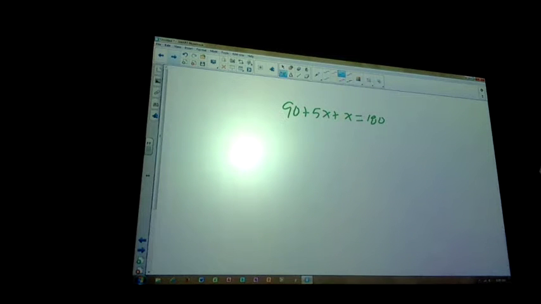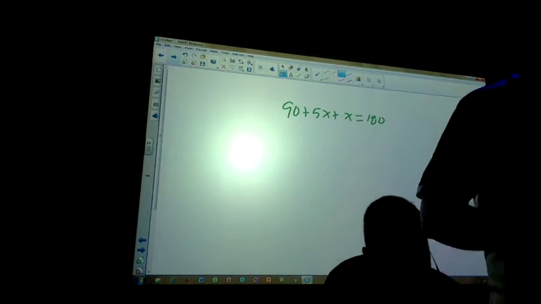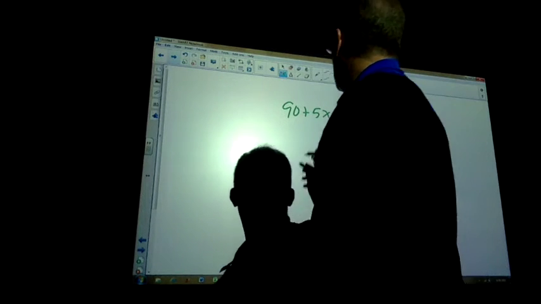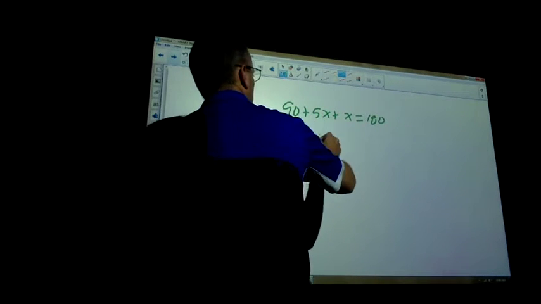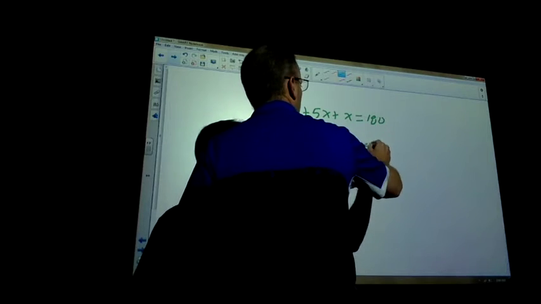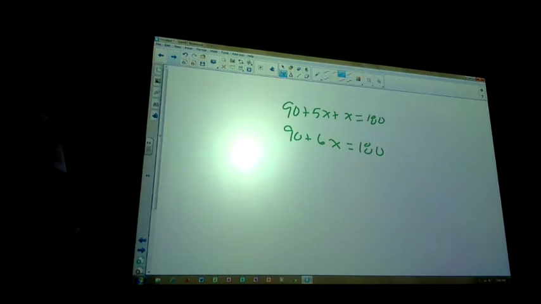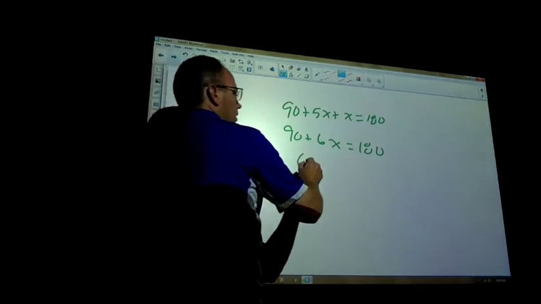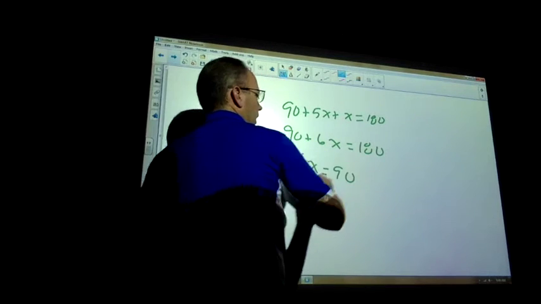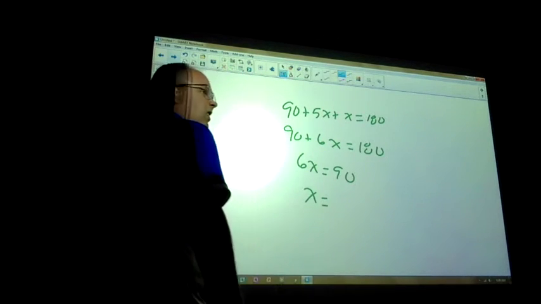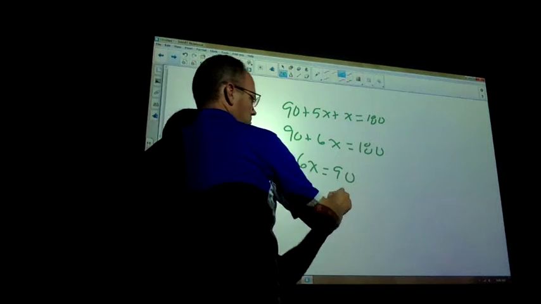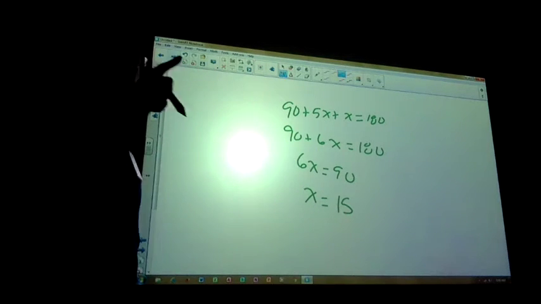Yeah, is that what we wanted? It's just: find the value of the variable, then find the angles. So, doing this, we're going to wind up with that. You agree? Yeah. Subtract 90 from both sides, and then divide each side by 6. 15? Yeah. Okay. So here's the thing.